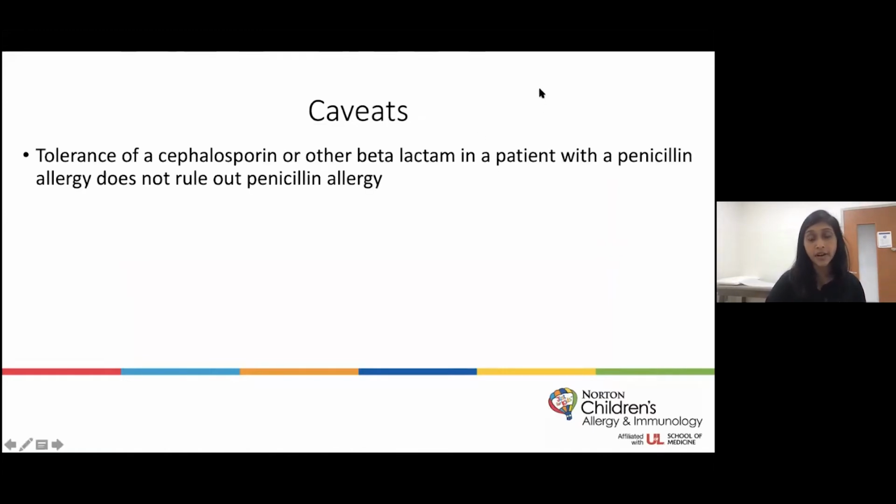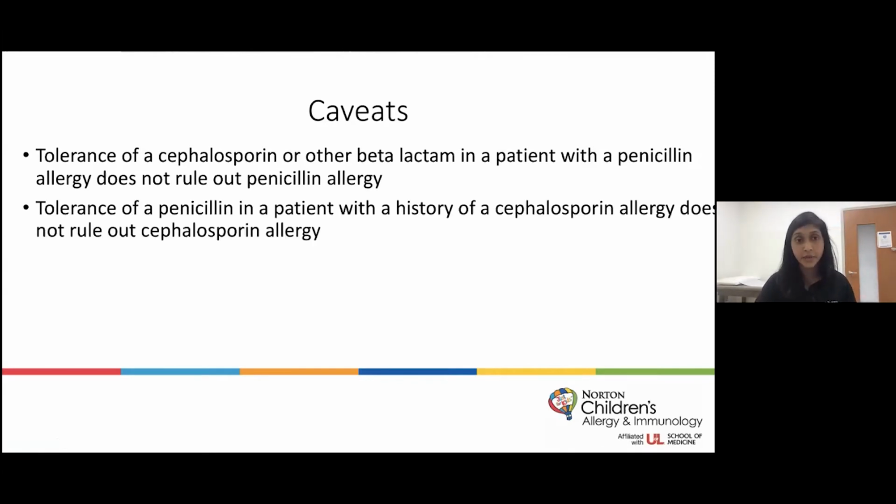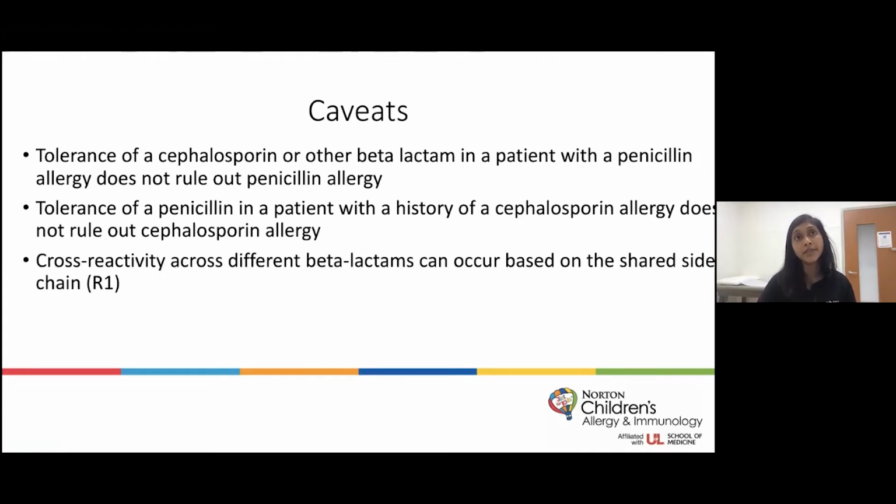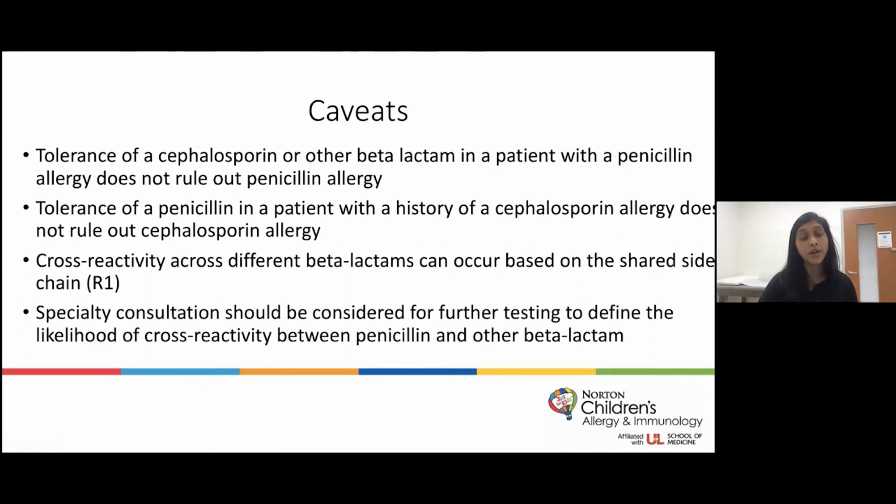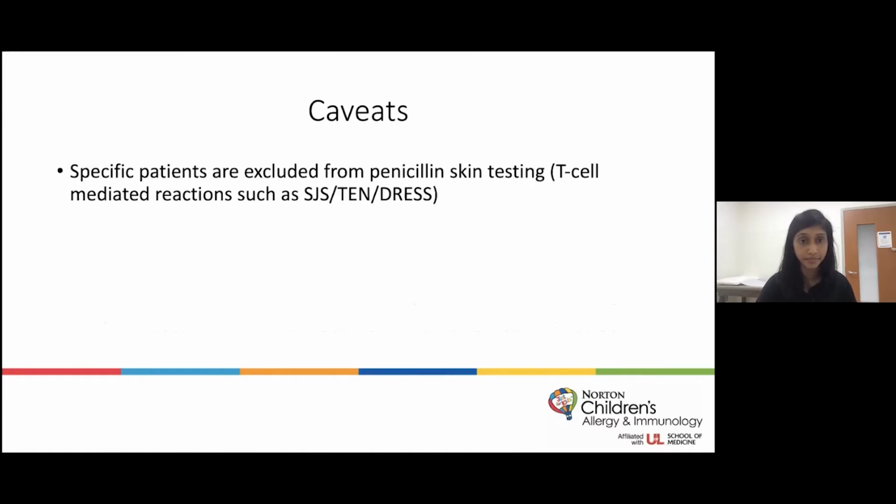A few caveats when it comes to beta-lactam allergy. A tolerance of a cephalosporin does not rule out a penicillin allergy, and the reverse is also true. A penicillin allergy does not rule out a cephalosporin allergy. It was previously thought that the beta-lactam structure itself caused these cross-reactivities, but now as more and more research comes out, it is actually the side chain R1 which causes the cross-reactivity between beta-lactams, which I'll show you in a diagram in subsequent slides. If you want to know the true cross-reactivity between beta-lactams, you should consult an allergist.